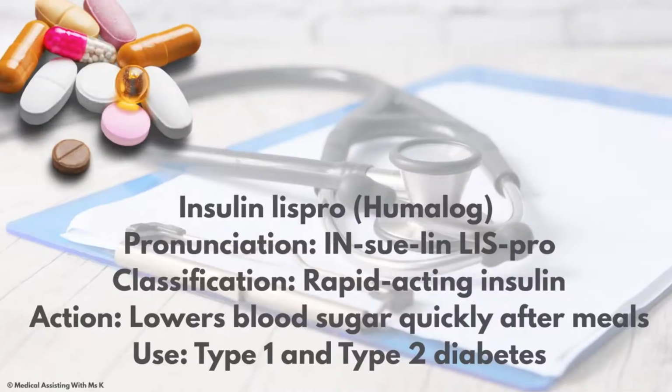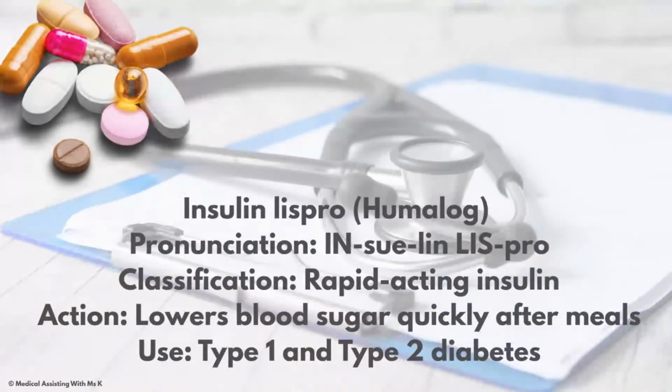Humalog. Humalog, generic is insulin lispro. Classification is rapid acting insulin. What is the action? It lowers blood sugar quickly after meals, and it is used to treat type 1 and type 2 diabetes.